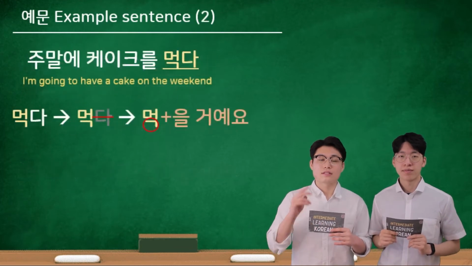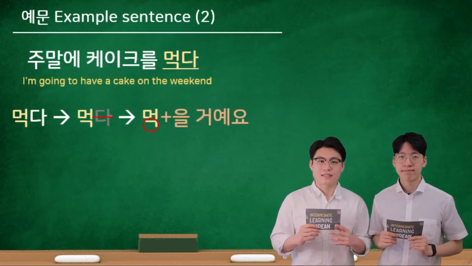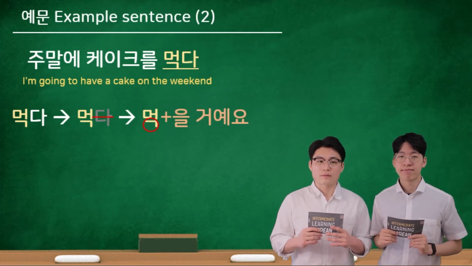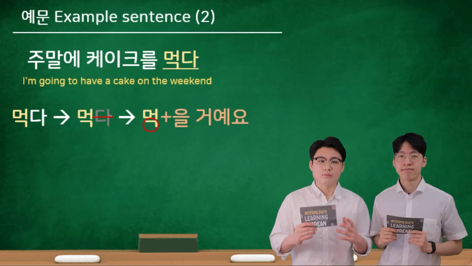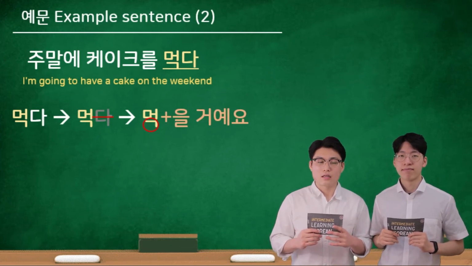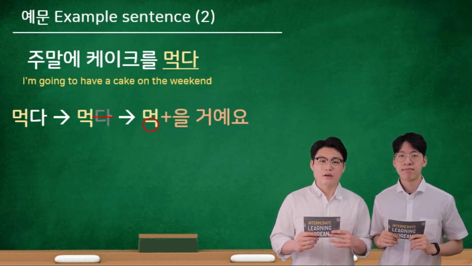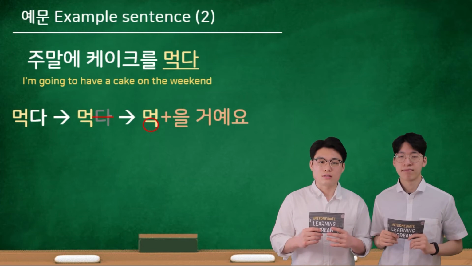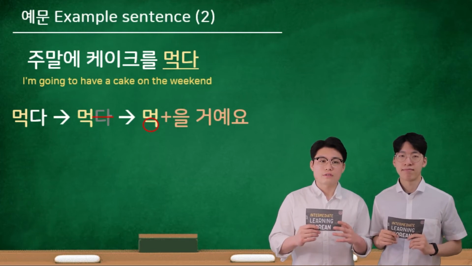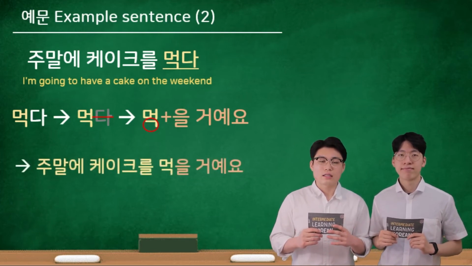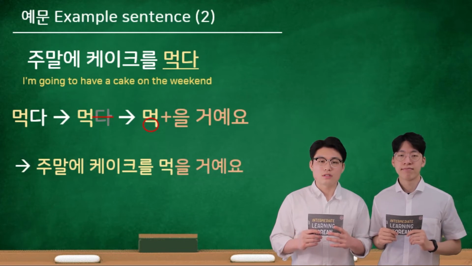This is the second example sentence. 주말에 케이크를 먹다. When we remove 다 from the verb 먹다, we can use 을 거예요 because there is a final consonant. So it becomes 주말에 케이크를 먹을 거예요.